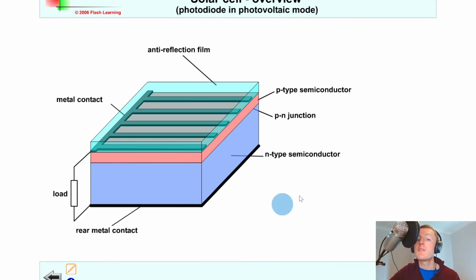So here's a different perspective of what a solar cell may look like. And just like an LED, we've got almost like a sandwich kind of structure where we've got the P-type material and then the junction and then the N-type material. You'll see we also have a metal contact and anti-reflection film on the top of the solar cell, just to prevent light from being reflected from the surface and to ensure maximum absorption of the light.